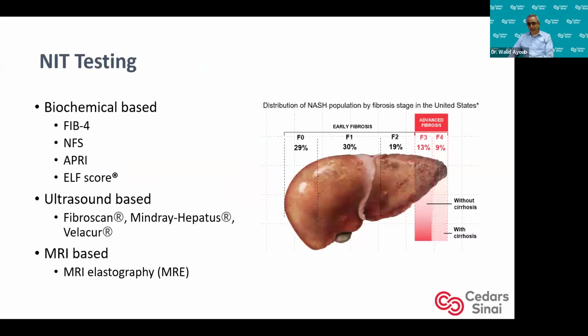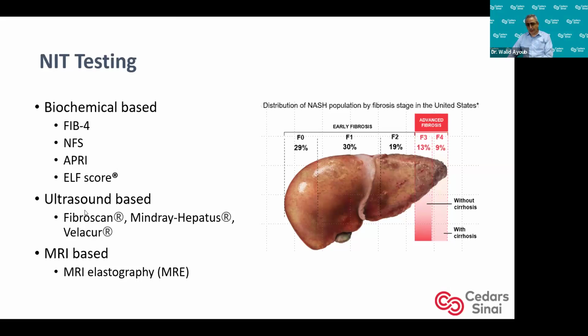We have broken them down into three categories. We have what we call biochemical-based testing. These are based on blood test results that every person has. Usually a liver test and platelet count are put into a formula. It will give us a score, and that will stratify the patient about the risk of having advanced liver disease, fibrosis or cirrhosis. We have a commercial test done at Quest or LabCorp called the ELF score. That's a new kid on the block.